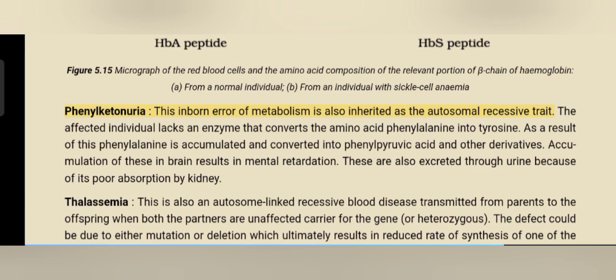Phenylketonuria. This inborn error of metabolism is also inherited as an autosomal recessive trait. The affected individual lacks an enzyme that converts the amino acid phenylalanine into tyrosine. As a result, phenylalanine is accumulated and converted into phenylpyruvic acid and other derivatives. Accumulation of these in the brain results in mental retardation. These are also excreted through urine because of poor absorption by the kidney.